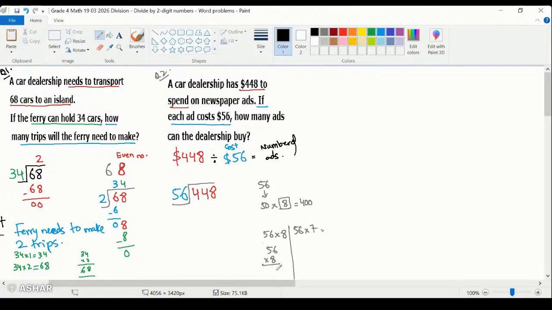6 times 8 is 48. We put down the 4. 8 times 5 is 40 plus 4 is 44. That means we get the answer over here. My mistake. That means we can say 56 multiplied by 8 is 448, and we are left with a 0. So how many ads can they buy? They can buy 8 ads. Okay, apologies.